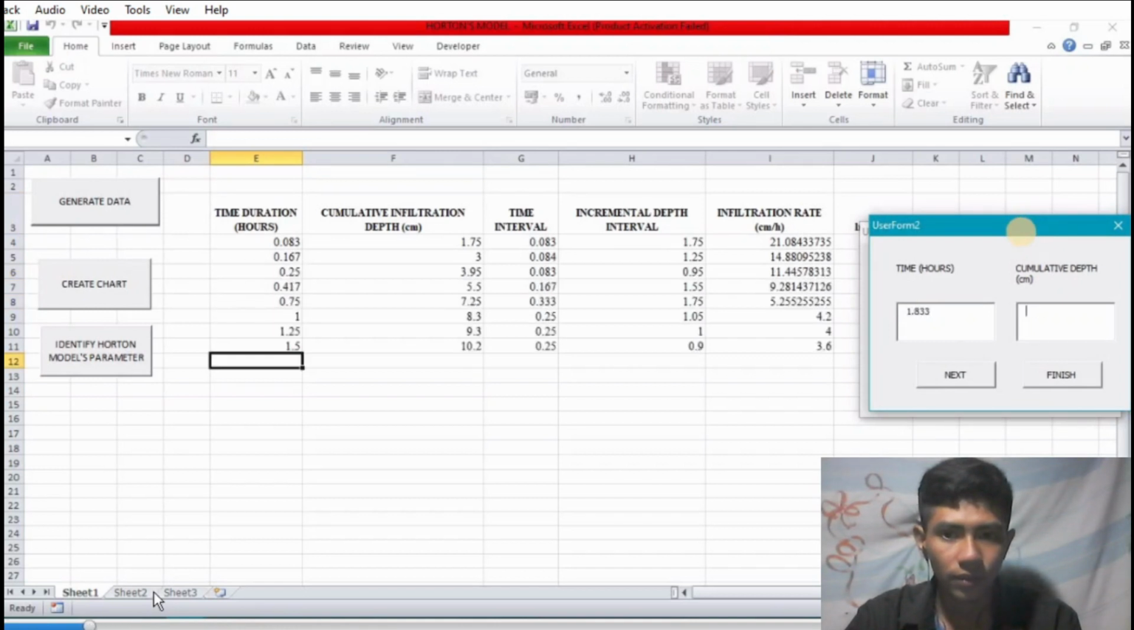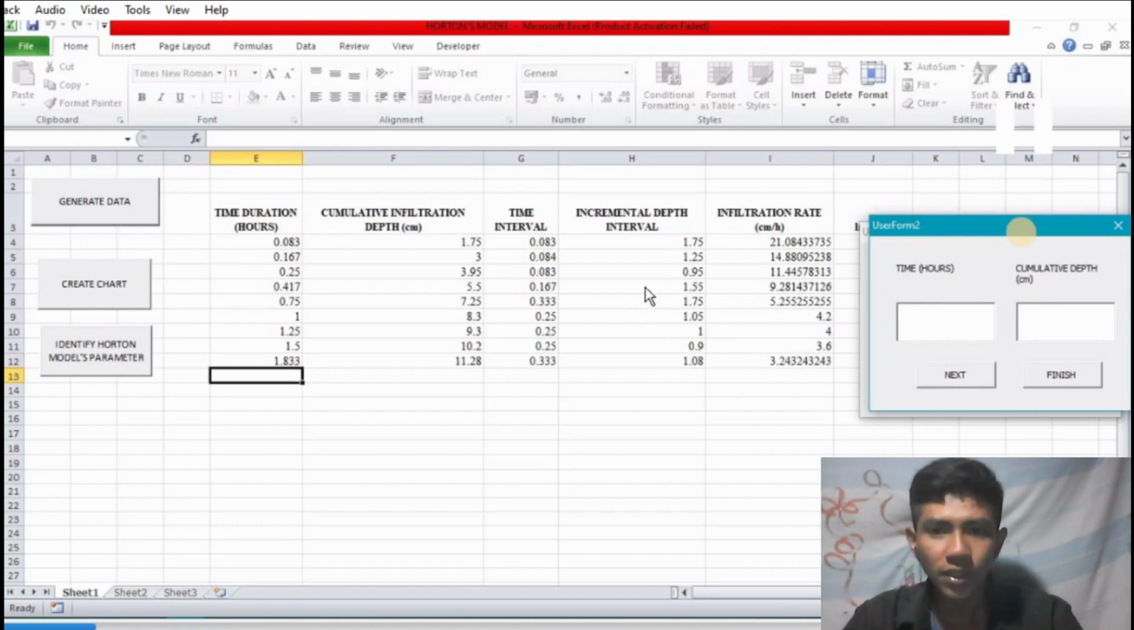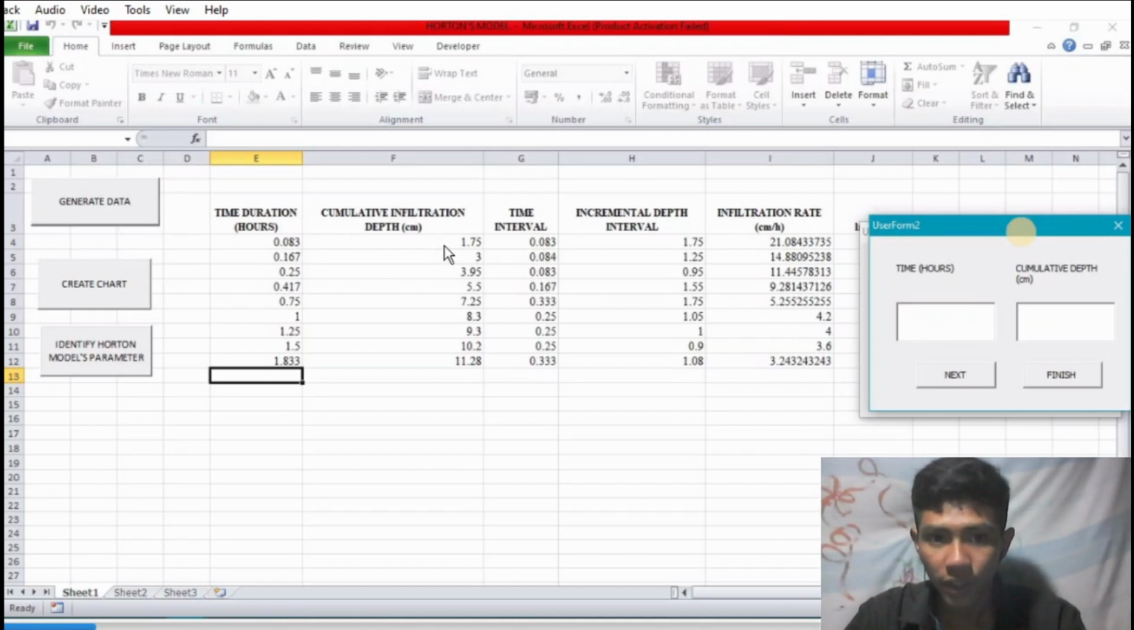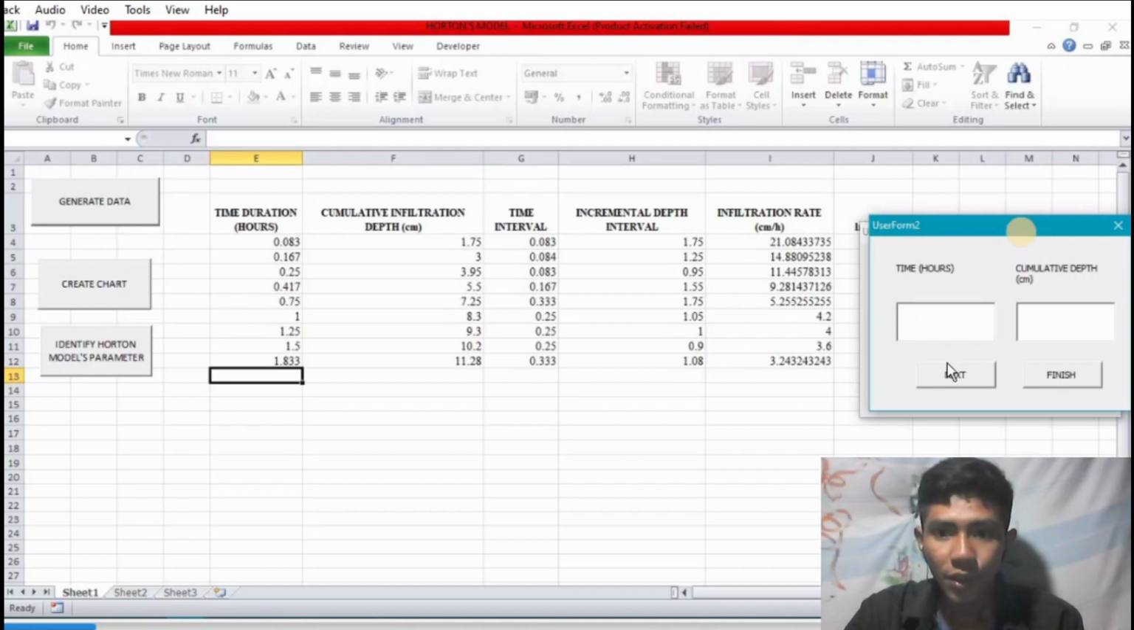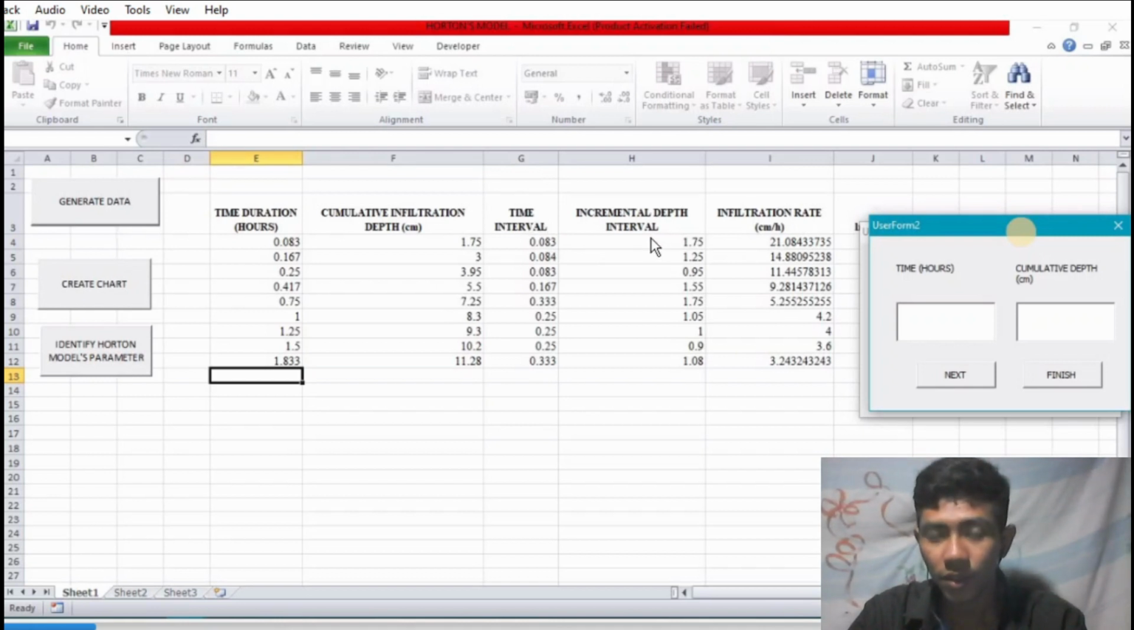Tell them that, as you can see, all the data that I'm inputting is just the R and the infiltration or cumulative infiltration, which is given in the problem. And after clicking the button next, it already got the time interval, the incremental depth interval or the cumulative depth interval, and the infiltration rate in this time. Next.